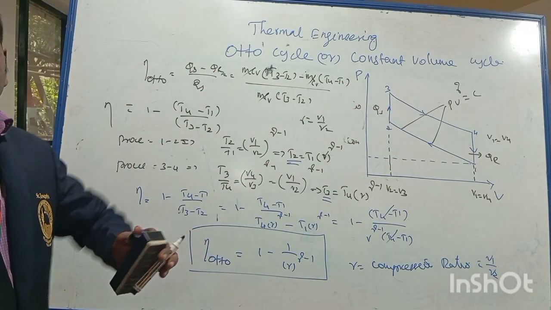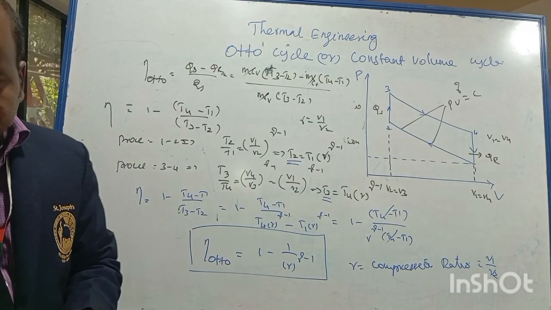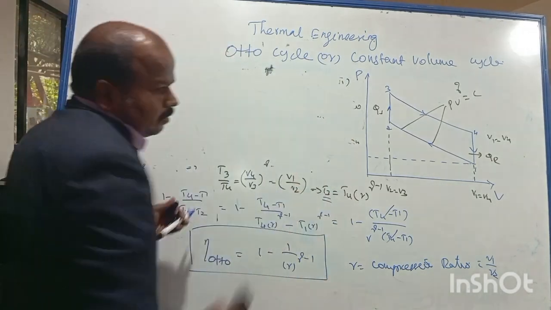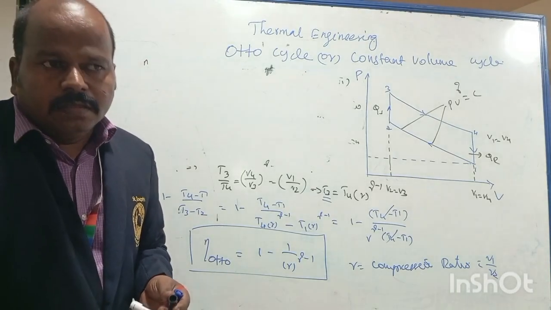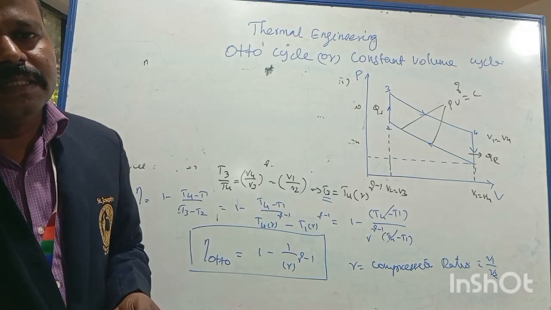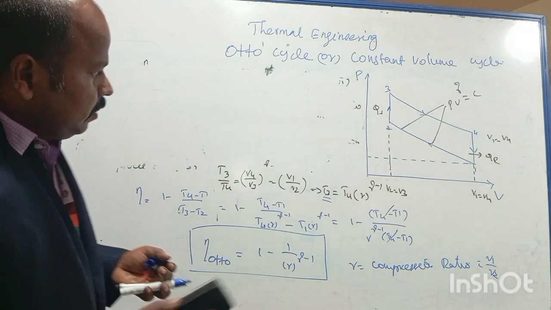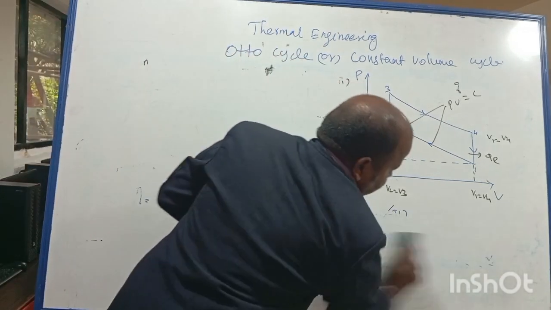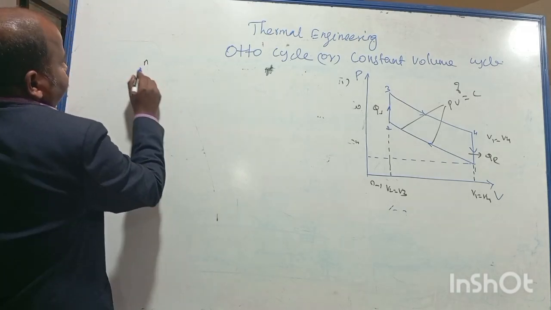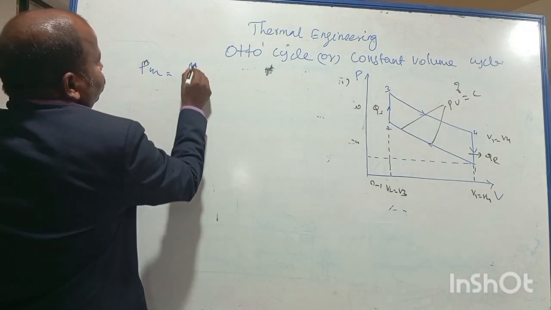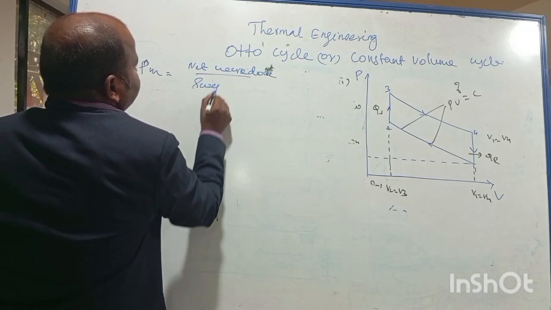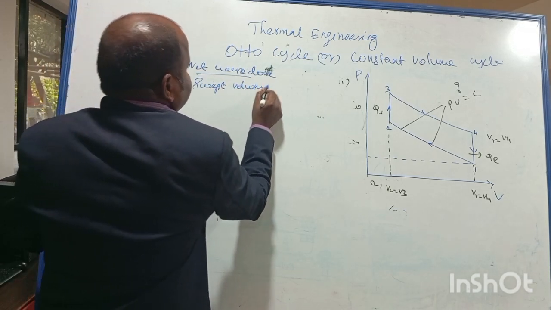I hope everyone understood this. Next we are going to discuss mean effective pressure. What is meant by mean effective pressure? I will explain. Mean effective pressure is nothing but the average pressure exerted by the piston during the expansion stroke. Normally we find the mean effective pressure as the net work done divided by the swept volume. Mean effective pressure PM should be equal to net work done divided by swept volume.